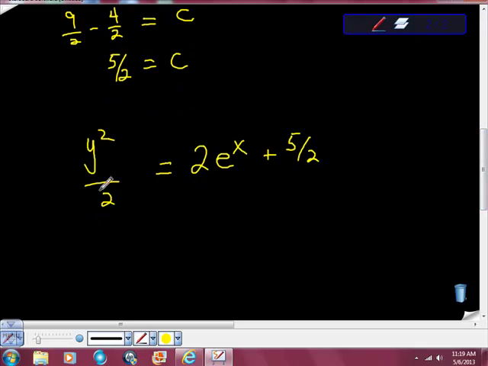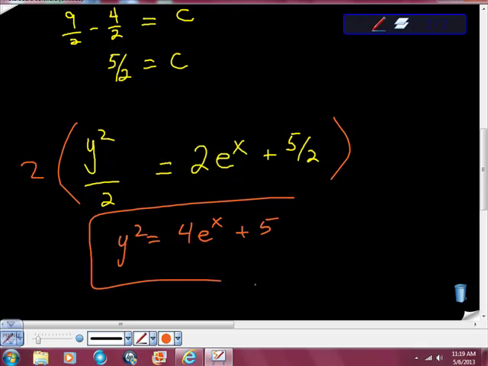I'm going to clean it up a little bit. I'm going to try to get closer to y by itself, if you don't mind. So I'm going to go ahead and multiply the whole thing by 2 to get rid of this 2 down here and get y squared is equal to 4e to the power of x plus 5, and there's my particular solution. All right? Not bad. So when you see this on the AP exam, don't freak out. This is really straightforward stuff. It just looks scary, but we can definitely do this.